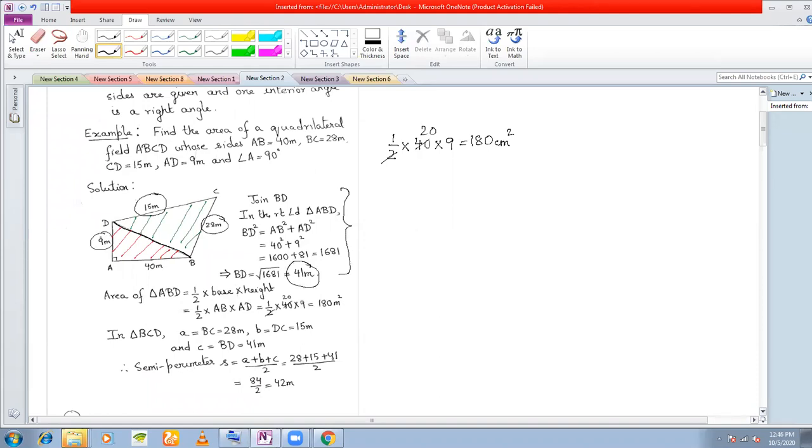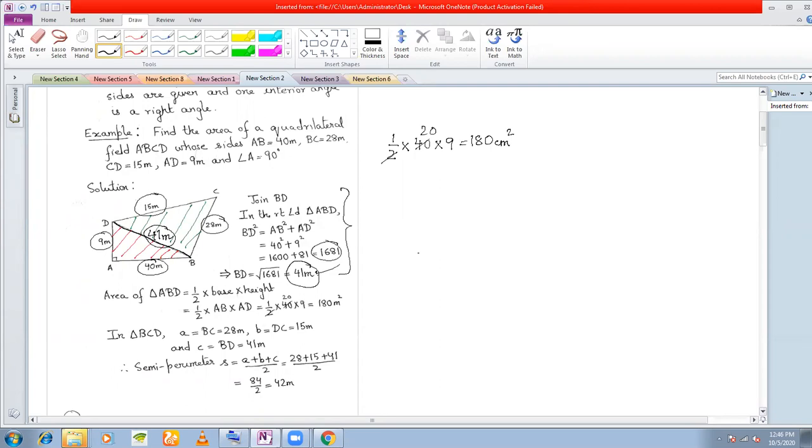That is, 9 square plus 40 square will give you 1681, whose square root is 41. You can find the square root of 1681 by the division method, the best method of finding the square root, and you get 41 meters. Once you have found the hypotenuse BD, 41 meters, you now know all the three sides of this green shaded triangle.